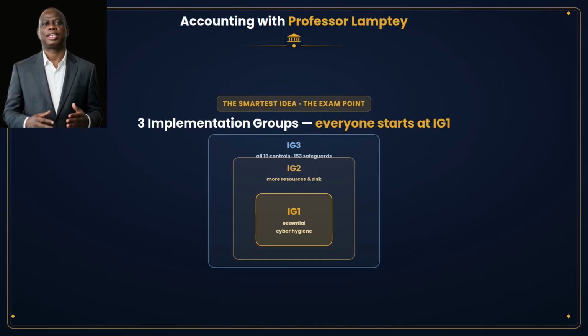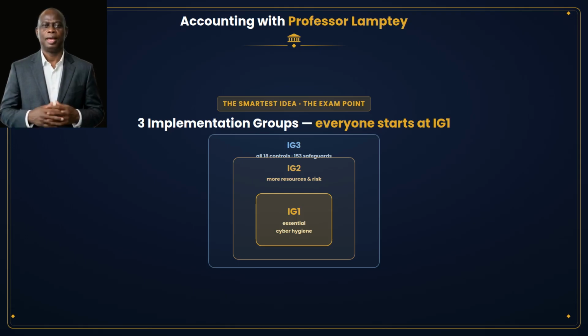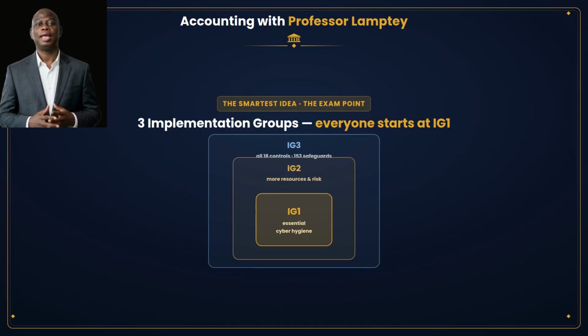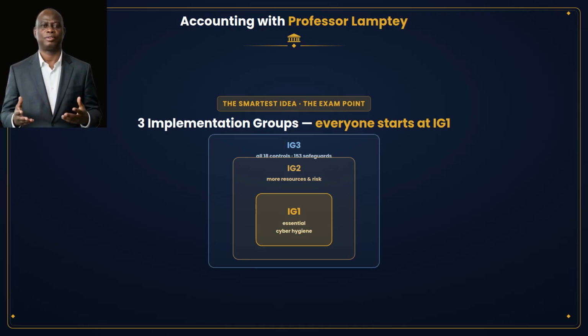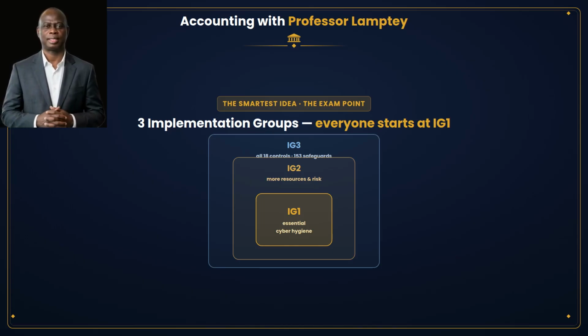Not every organization has the same resources, so the controls are split into 3 implementation groups. IG1 is essential cyber hygiene, the foundational baseline every single organization should do, from a corner store to a hospital. IG2 builds on IG1 for organizations with more resources and more risk to manage. And IG3 is everything, all 18 controls and all 153 safeguards for organizations facing the most sophisticated threats.